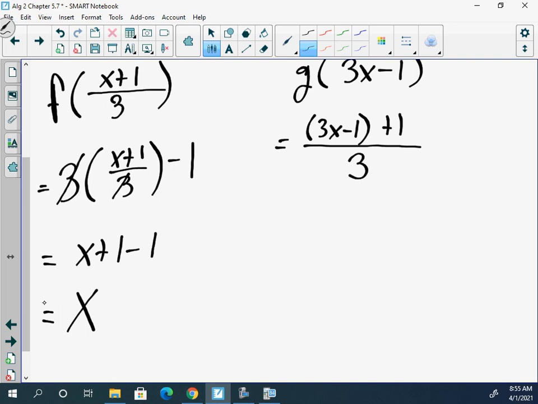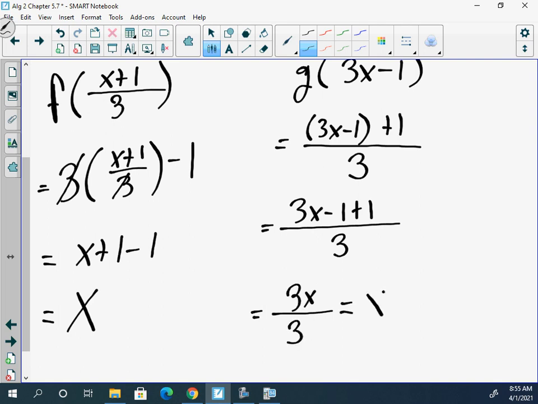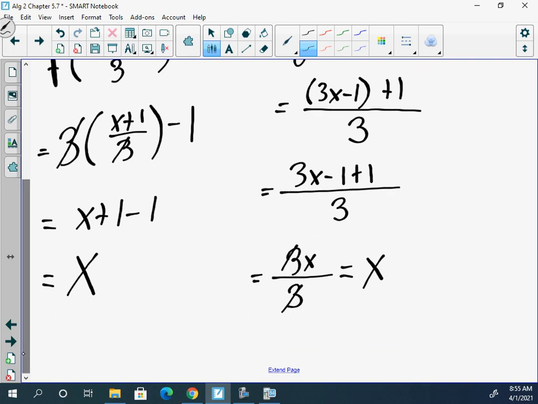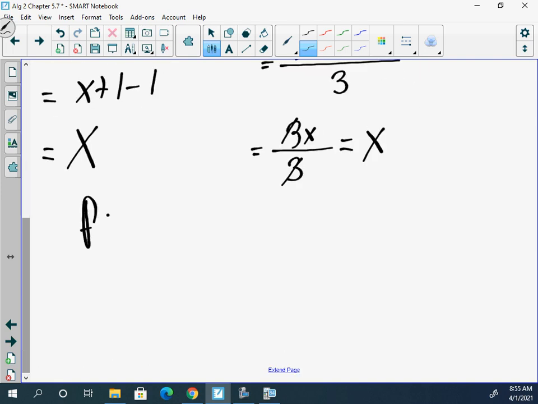Well, since there's nothing being multiplied outside those parentheses for 3x minus 1, we just drop it. And I'll write that out because we'll have 3x minus 1 plus 1 over 3. Well, the negative 1 plus 1 become 0. They cancel out, yes. Which leaves us with 3x over 3. The 3 and 3 simplify out, they cancel out. So f of g of x gave us what? And g of f of x.